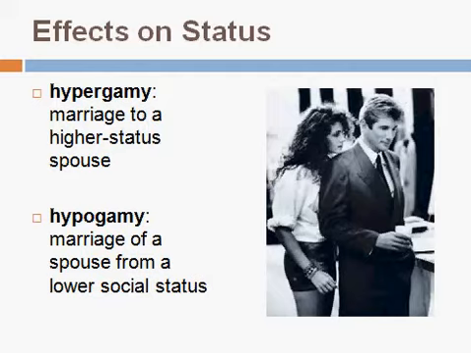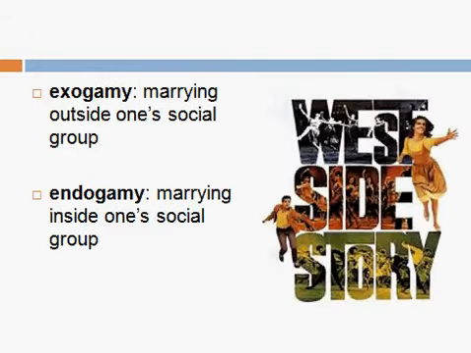And then another related group of terms here is exogamy and endogamy. So exogamy refers to marriage outside one social group. And of course, the story of West Side Story, the musical, is all about that. And then endogamy is marriage within one social group.